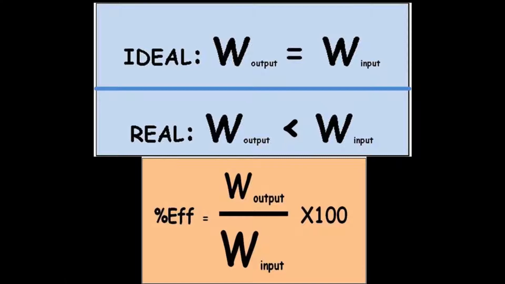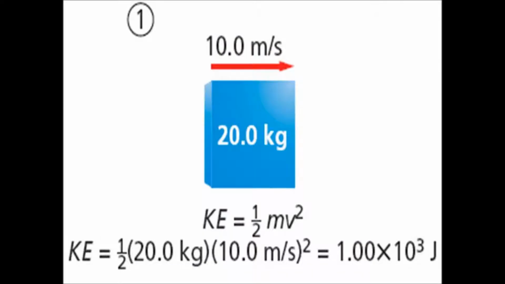So, if 200 joules of work is done to lift the boulder, well, what's the weight of the boulder? The boulder has to be 100 newtons. 100 newtons times 2 meters is 200 joules. So that should make sense to you. That should be intuitive. Now let's look at kinetic energy and the relationship between kinetic energy and mass and velocity.